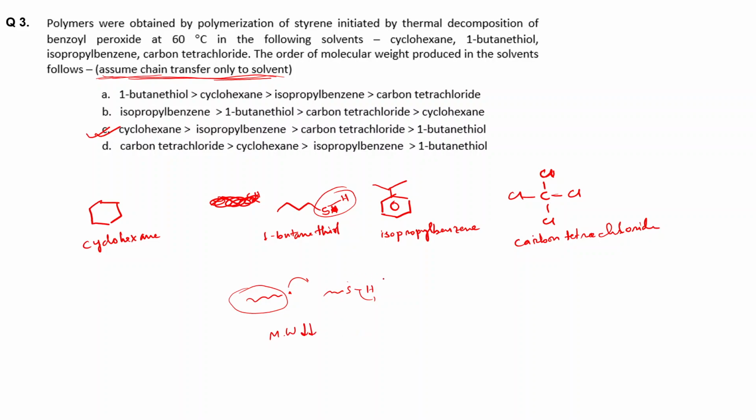If the solvent is reacting with the polymer chain, then the polymer itself will not propagate, right? The radical that is helping the polymer to propagate is actually quenched. In that case it will not be able to prepare the high molecular weight polymer. So in the case of 1-butane thiol, the molecular weight will be the least. Then if you look at carbon tetrachloride, this bond can also be cleaved.